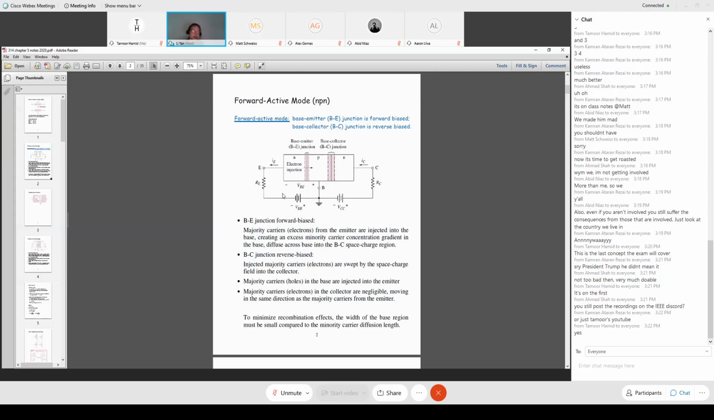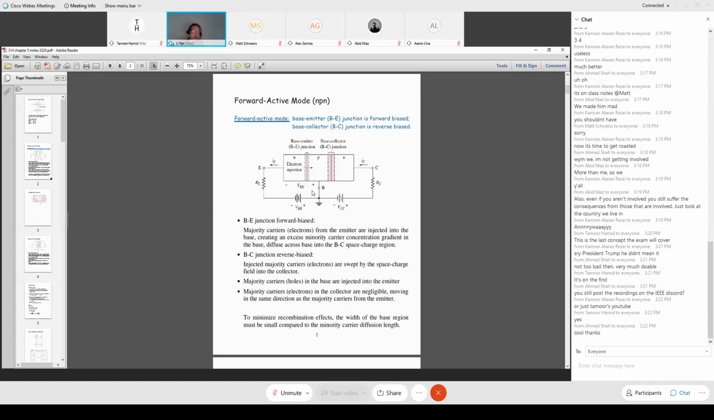So I use a power supply VBB, connect the plus side to the P side and the negative side to the N side. So this junction is forward biased. I use a second power supply VCC, the plus terminal connected to the N side and the negative terminal connected to the P side. So this PN junction is under reverse bias. So I use two external power supplies to achieve these forward active mode conditions.